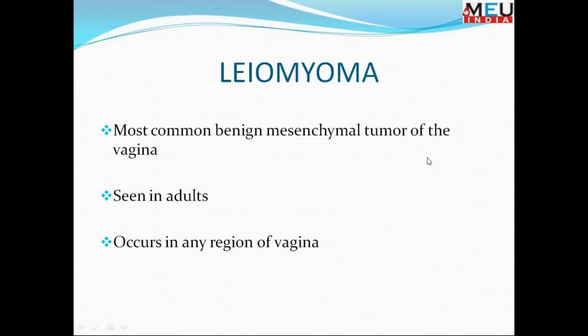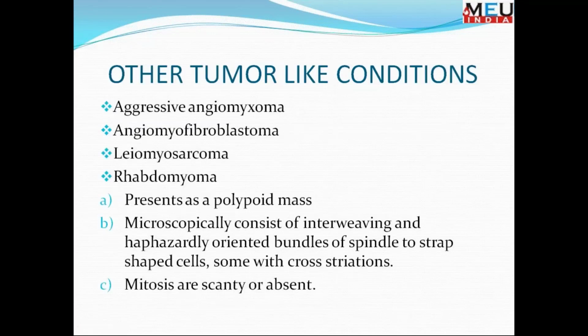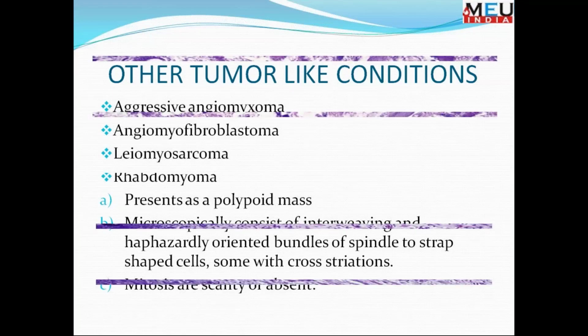Also, leiomyomas are the most common benign mesenchymal tumors of the vagina seen in adults and occur in any region of the vagina. And the other tumor-like conditions like aggressive angiomyxoma or angiomyofibroblastoma, leiomyosarcomas, and rhabdomyomas present as a polypoid mass and microscopically consist of haphazardly oriented bundles of spindle to strap shaped cells with cross striations. Commonly they are called the tennis racket shaped cells, and mitotic figures are absent.